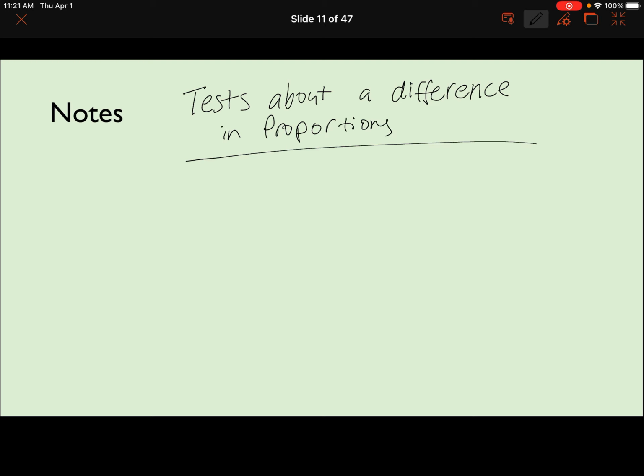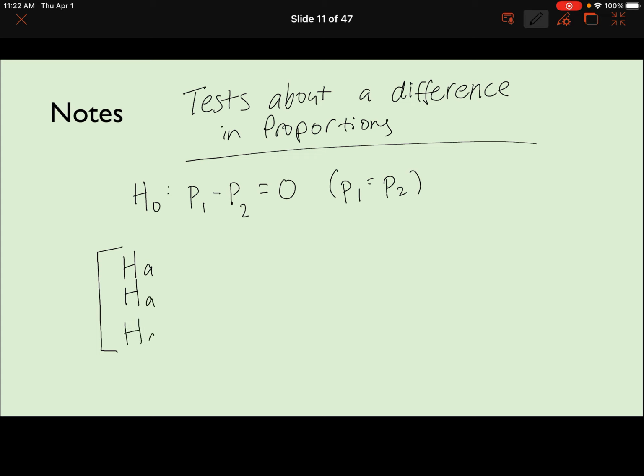Okay, so first thing would be our hypotheses. When we're looking at a difference in proportions, our null hypothesis is always going to be that there is no difference. And we can write that either one of two ways. I can either write it as when I subtract them, I get 0, or I can write it as they are equal to each other. Both of those are fine. Doesn't matter which. There are 3 different alternative hypotheses that you can pick from depending on the situation.